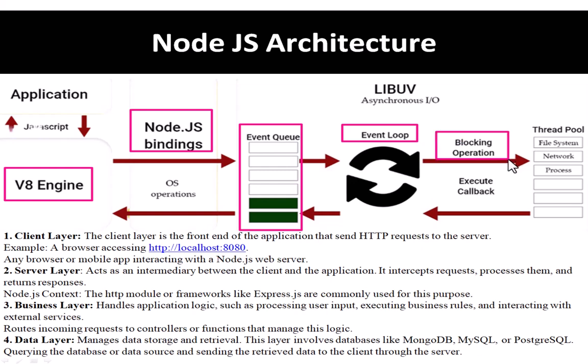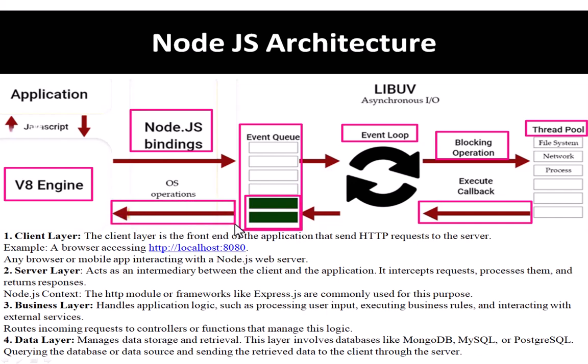blocking operations because the server queue will get down, and next it goes to the thread pool, where it communicates with the file system, network and process, and again it executes the particular callback function and sends the responses to the event queue. From the event queue to the operating system operations, after executing, it gets the response from the Java UV library. Here it contains four layers.